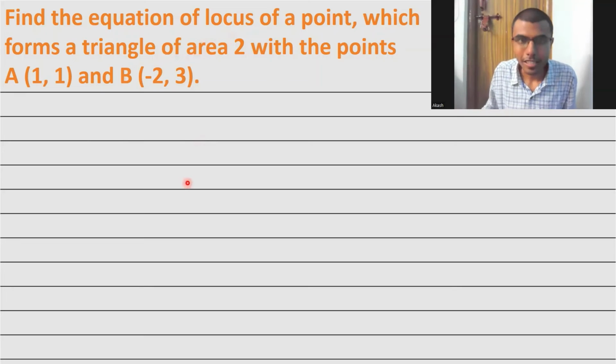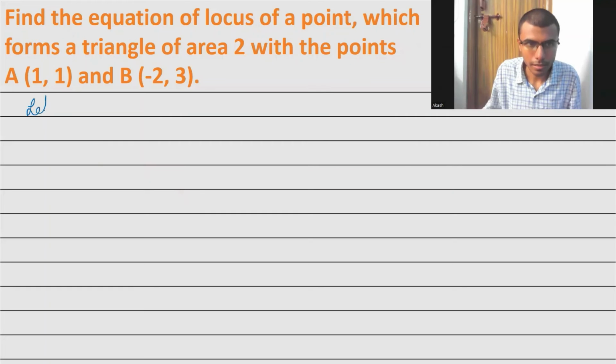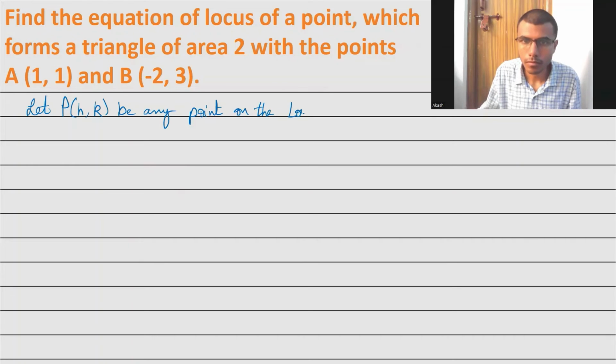Hello learners. Here we need to find the equation of locus of a point which forms a triangle of area 2 with A and B. Okay, fine. So my first step is going to be that let P h comma k be any point on the locus.